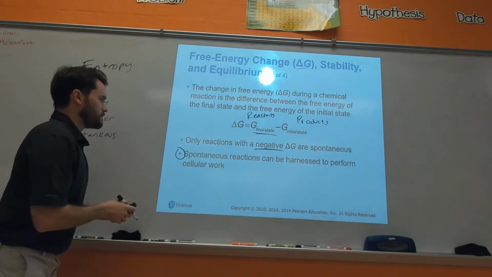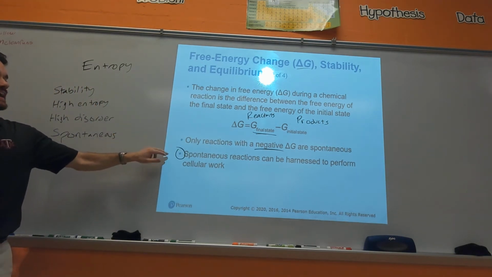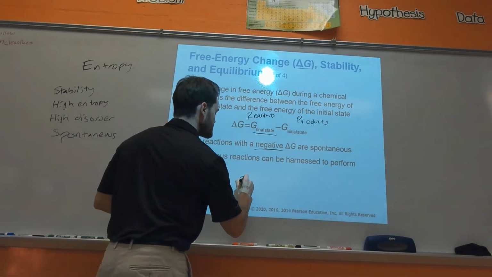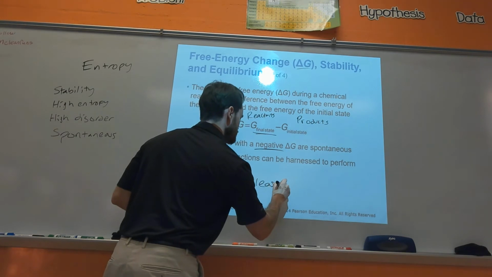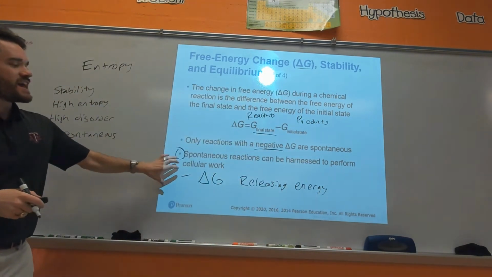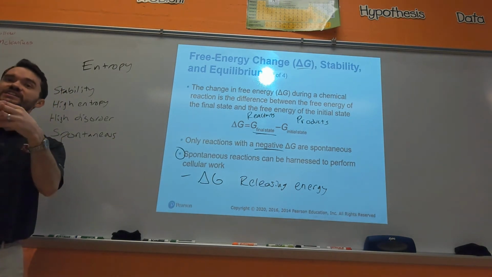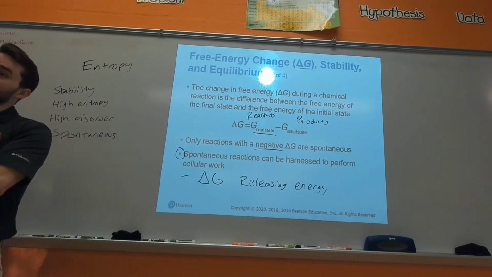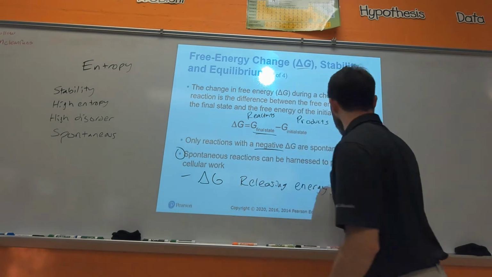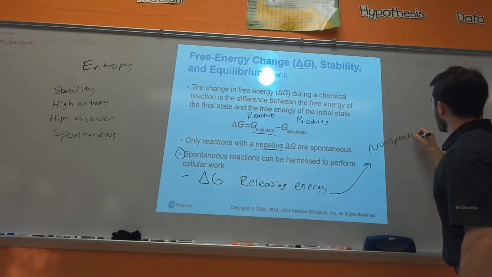And this is kind of important. So if you have a negative delta G, a negative delta G is going to be releasing energy. So if we have a negative delta G and we release energy, we can then use that energy to do a non-spontaneous reaction. This delta G, that released energy, we could then fuel that to do some sort of non-spontaneous reaction. What would that even mean?